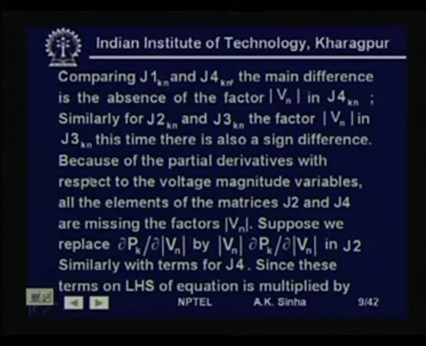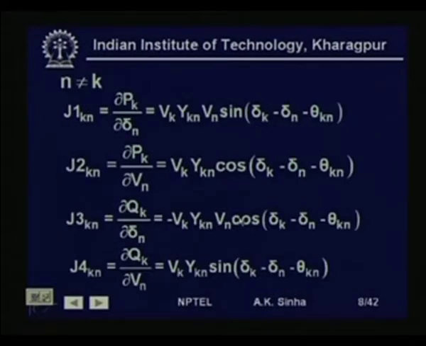Now, why is this difference coming? The difference is coming mainly because, in the partial derivatives with respect to the voltage magnitude variables, all the elements of matrices J2 and J4 are missing the factor Vn. Since J2 and J4 are partial derivatives with respect to the voltage magnitudes, the voltage magnitude term is missing in J2 and J4.